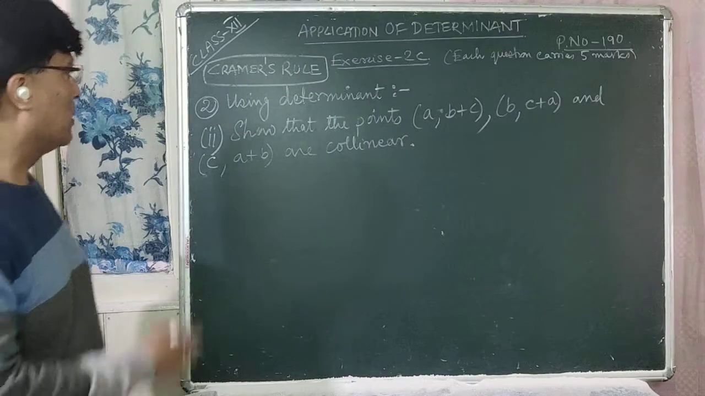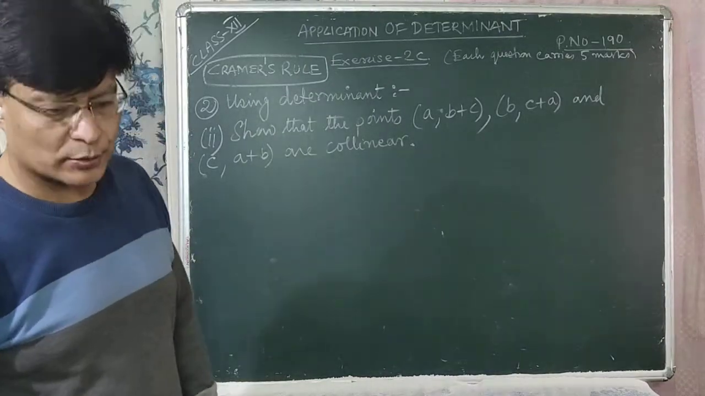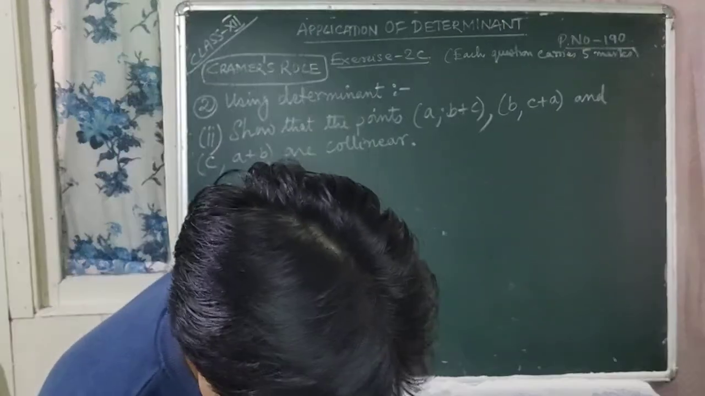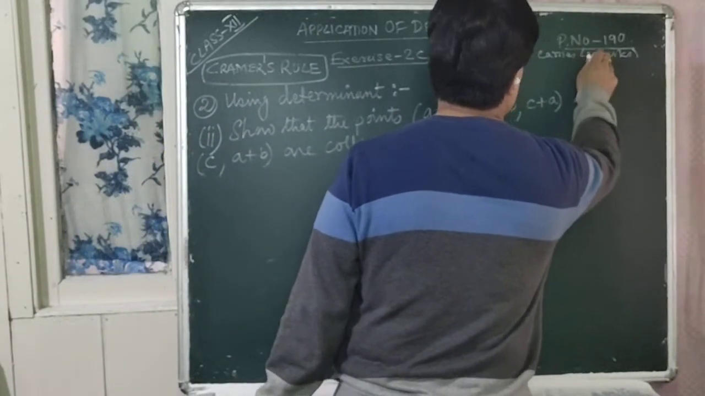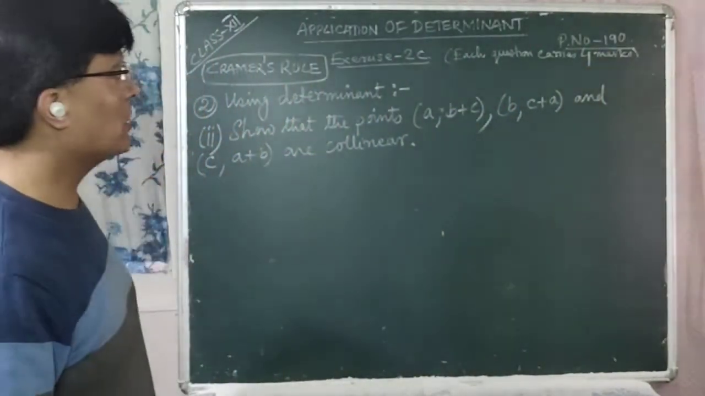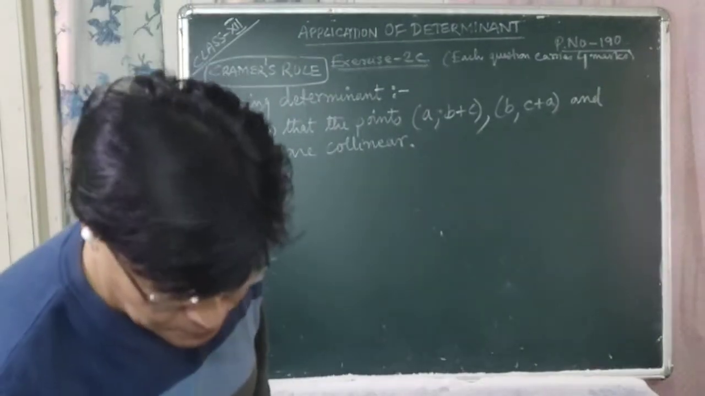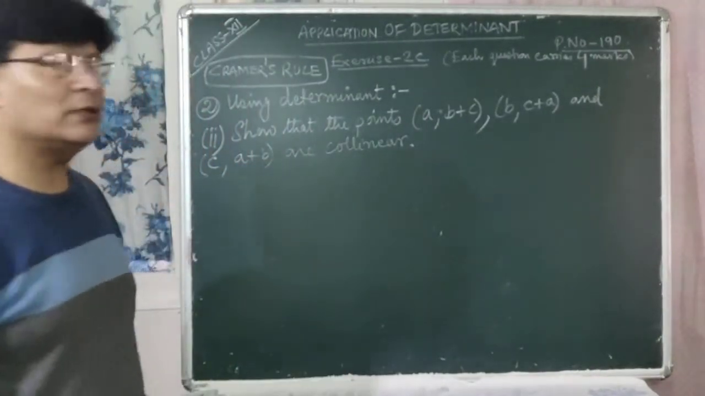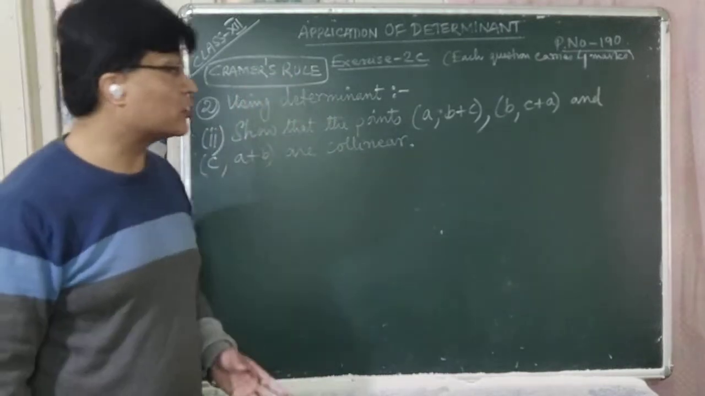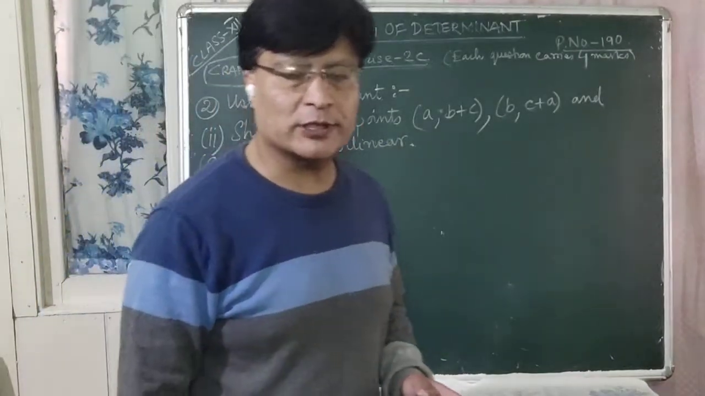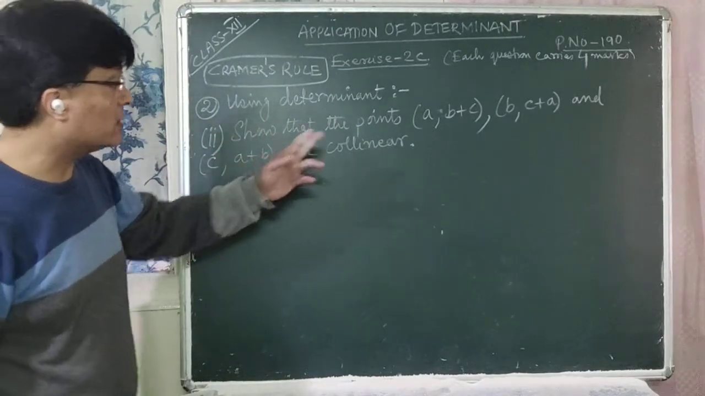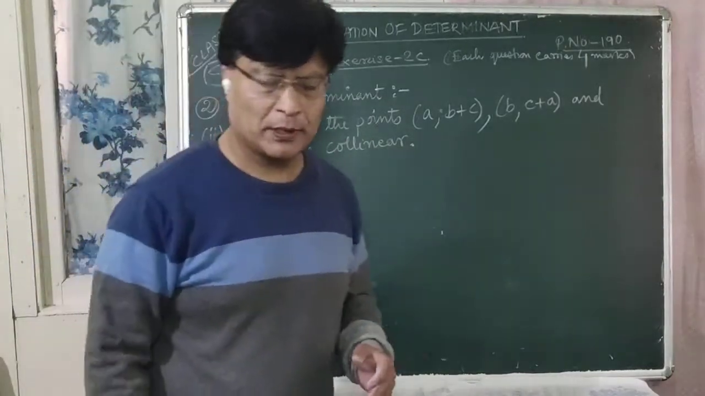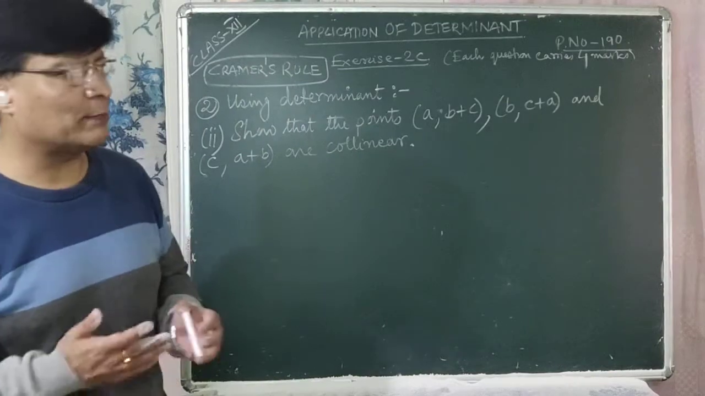So now, this is question number 2. Each question carries 4 marks, right? Each question carries 4 marks. This is page number 190, same exercise, exercise 2C. But in this case, each question carries 4 marks, right? So now, using determinant, you have to show that these 3 points are collinear. So I told you yesterday about the application of determinant.